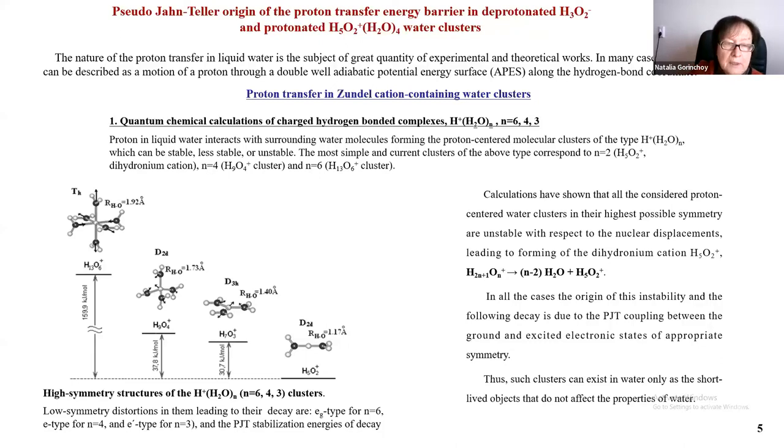We have considered the four clusters in which two, four, and six water molecules surround the proton. Calculations have shown that all the acidic proton-centered water clusters in the highest possible symmetry configuration are unstable with respect to nuclear displacement, leading to the formation of the dihydronium cation and some water.